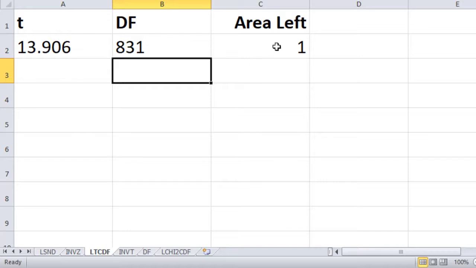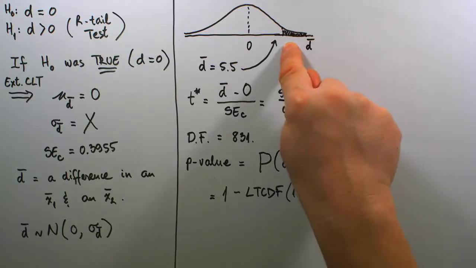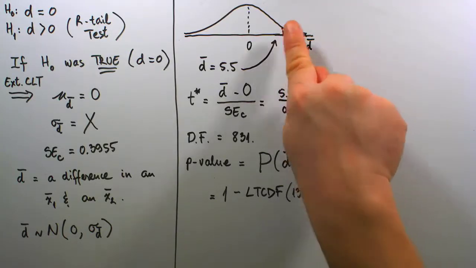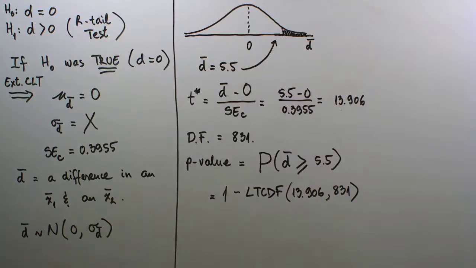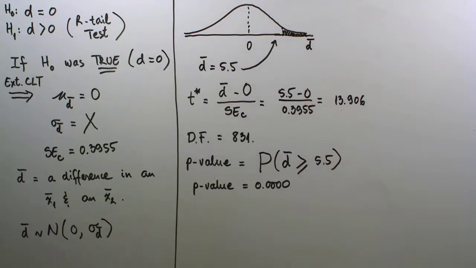And this is now how much area is shaded to the left-hand side of our current sampling difference, where it stands on this bell curve. So the area shaded to the left is already 1. And so now that means our final p-value is 1 minus the answer, which is supposedly 1, so 0.000.